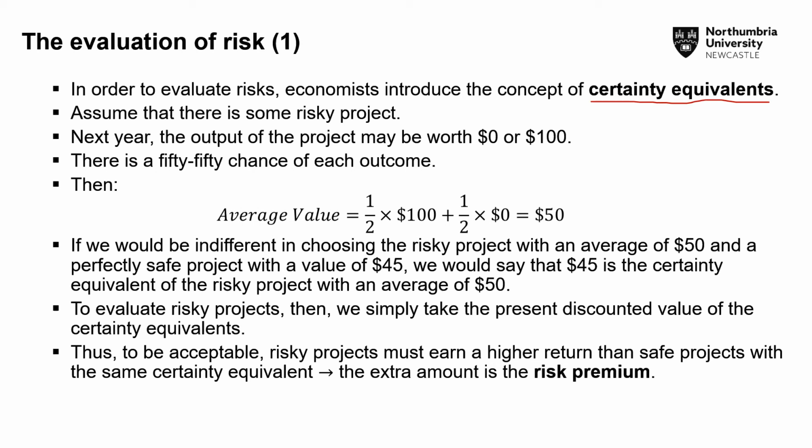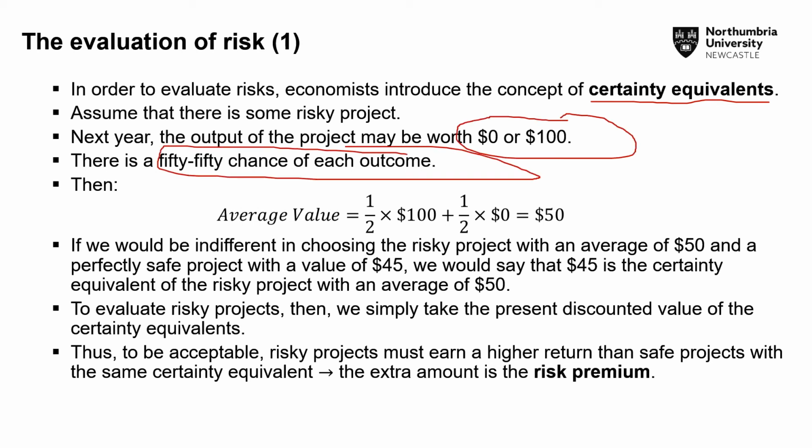So to demonstrate, let's say there is some risky project. So you could have output that is either worth nothing or that is worth $100. And there is a 50-50 chance of either outcome. So what is the average or expected value? It's 50% multiplied by $100 plus 50% multiplied by $0, your worst outcome. So the expected average value based on these odds is then $50.